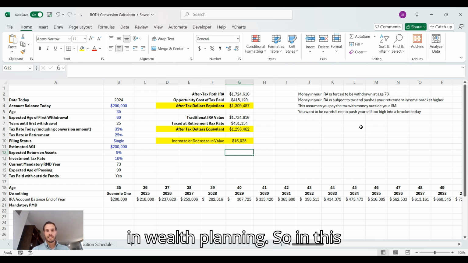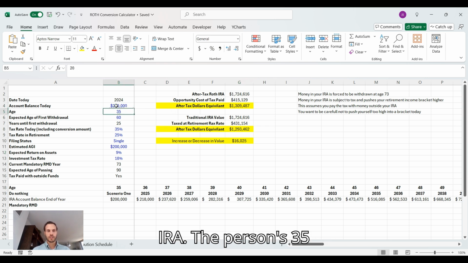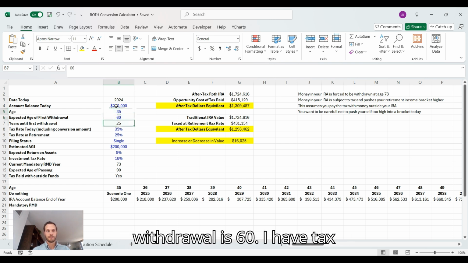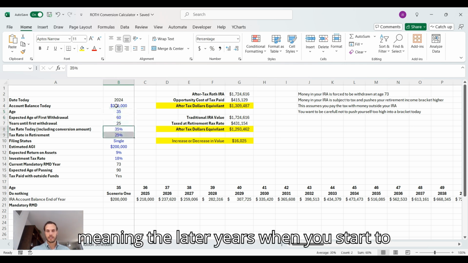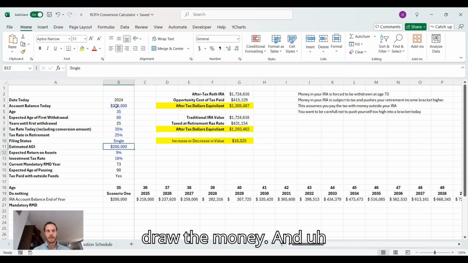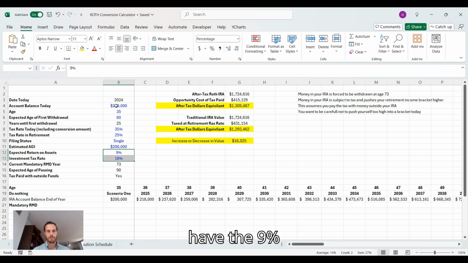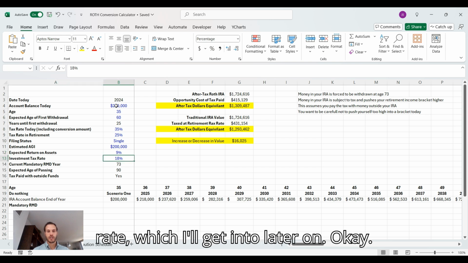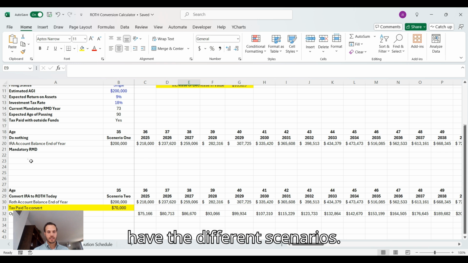Okay. So in this example, I have a $200,000 IRA. The person's 35 years old. Expected age of first withdrawal is 60. I have tax rate assumptions today versus in the end, meaning the later years when you start to draw the money. And these don't matter too much. And then I have the 9% estimated return on assets and a tax rate, which I'll get into later on.